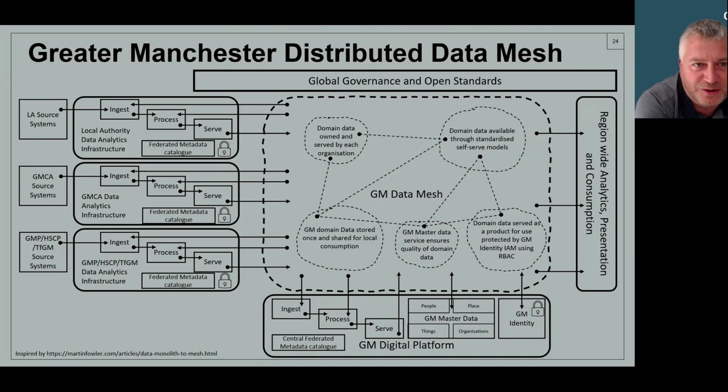Eventually what that will look like is a number of different nodes ingesting and processing local data into common formats, using things like the digital platform to cleanse that data where it needs to against the master data, and our GM identity products placing that security layer over the top, all the while creating that global governance and open standards around the metadata and the data catalogs. The idea being that as the data is enriched and we ingest it and match it alongside existing data, we start to improve the overall data quality in the city region.